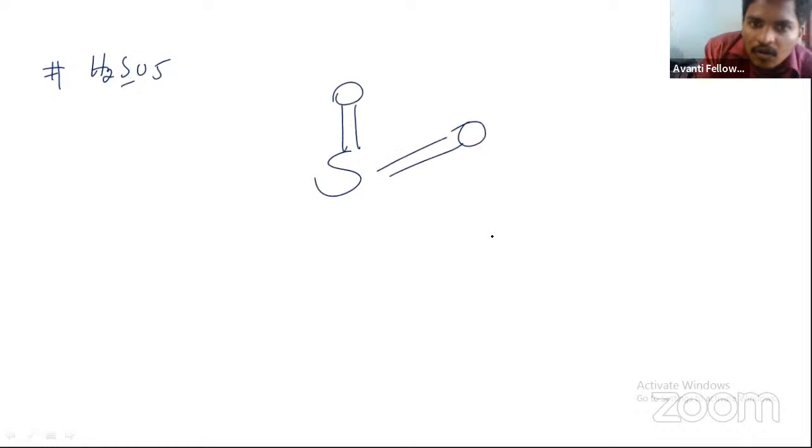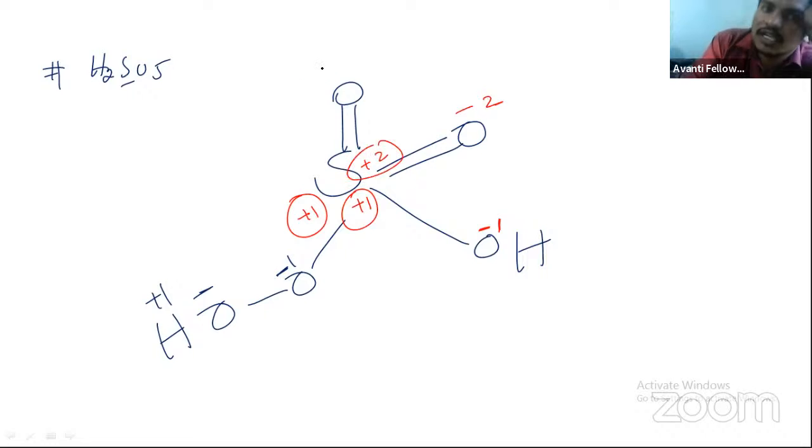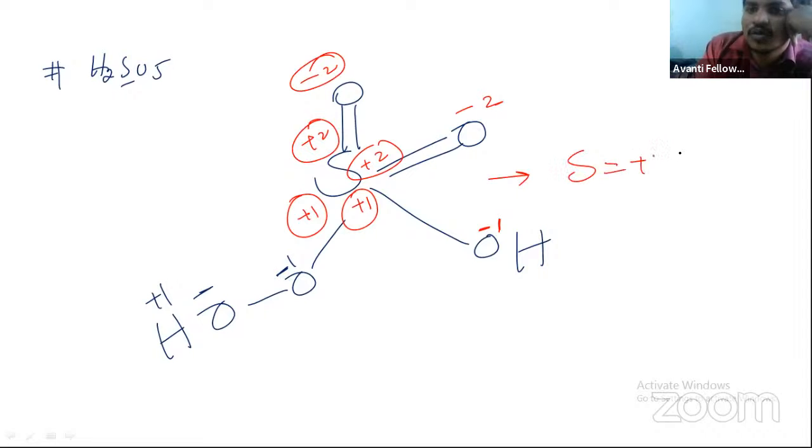So here you can see H2SO5 I am explaining, that is S double bond O, bond OH, O bond OH. If this is -1, then this will become +1. Here this will become -2, so here it will become +2. So then here sulfur is having +2, +2, +1, +1. If you add, you are going to get 6. Sulfur is in +6 oxidation state.